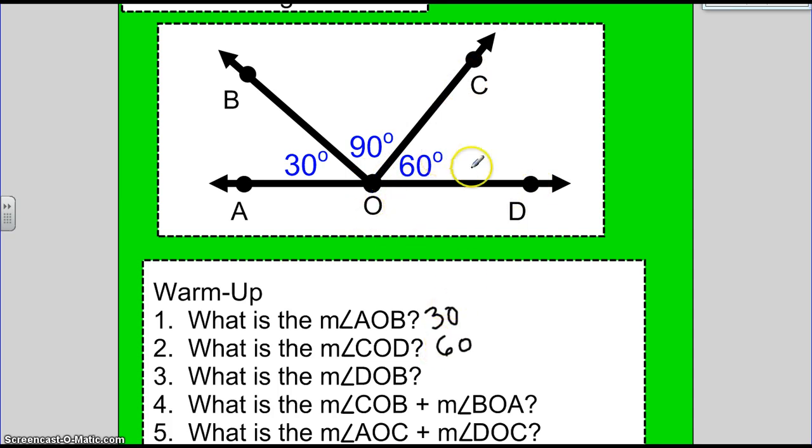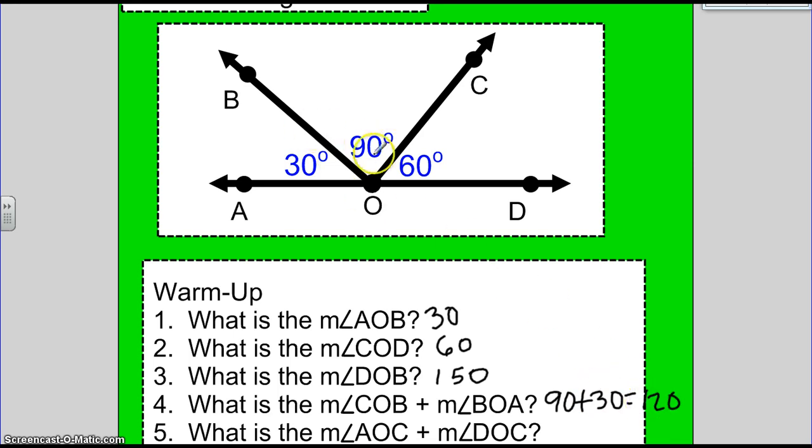From D to O to B. From D to O to B is this whole thing right here. So that's 90 plus 60, which is 150. The measure of COB, C to O to B, that's 90, plus B to O to A, that's 30. So 90 plus 30 is 120.